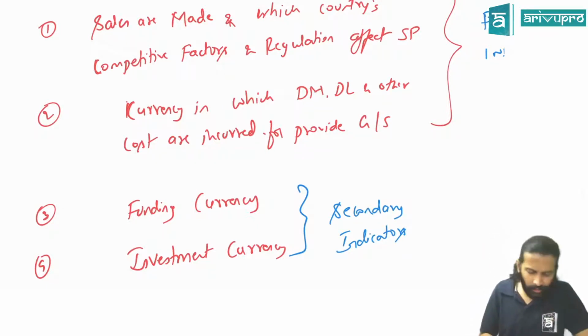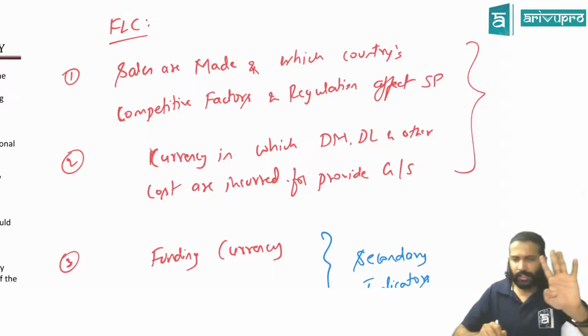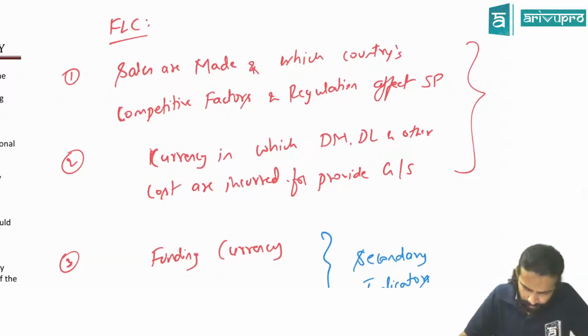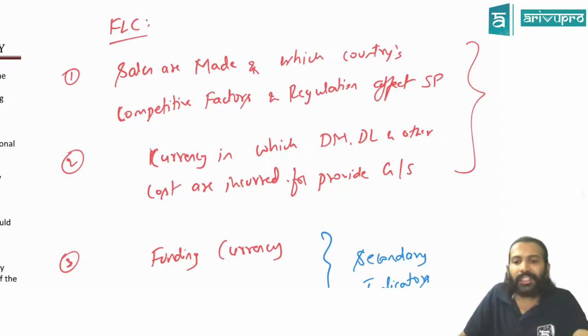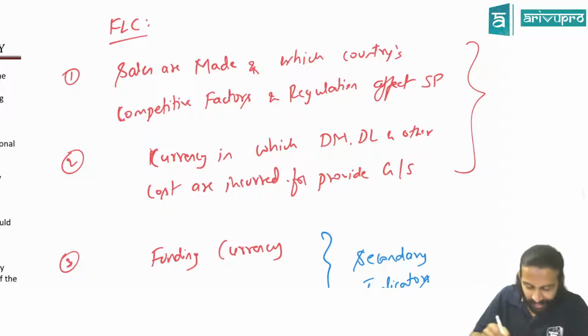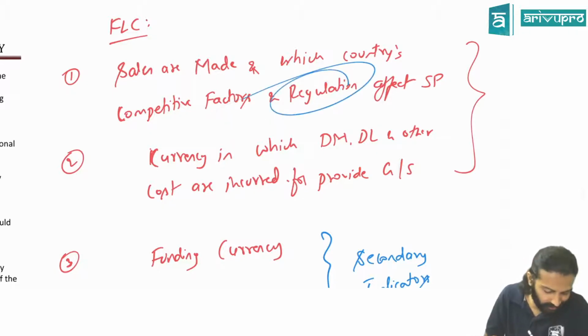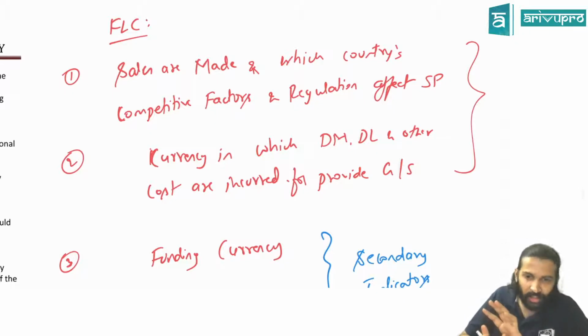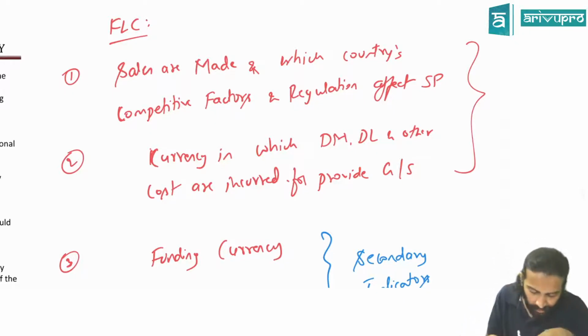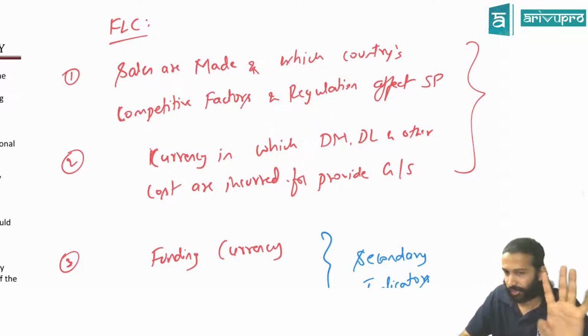To identify which is the functional currency, we look at 4 indicators. The first 2 are the primary indicators. First is the sales: the currency in which your sales are denominated. Not only that, check which country's competition and which country's regulation is affecting the selling price for you. Check both. That is a joint condition.